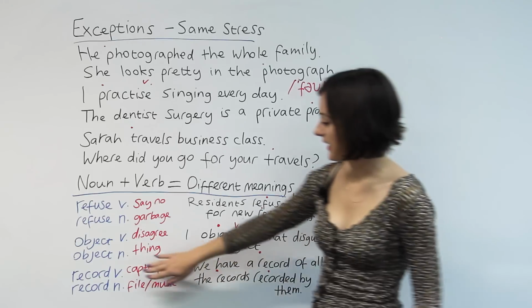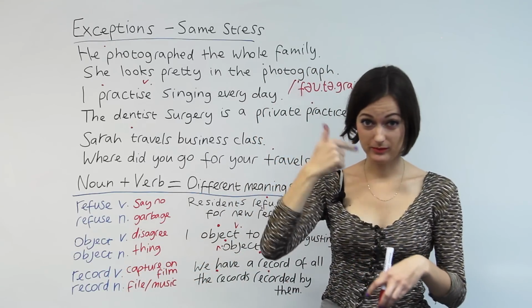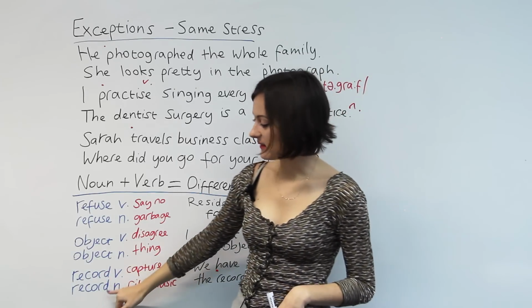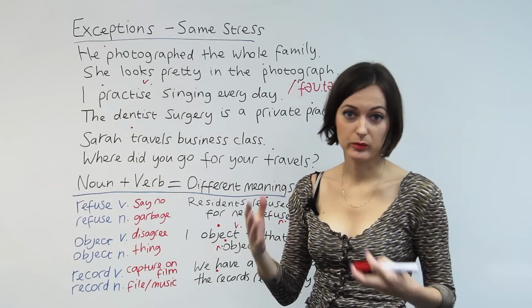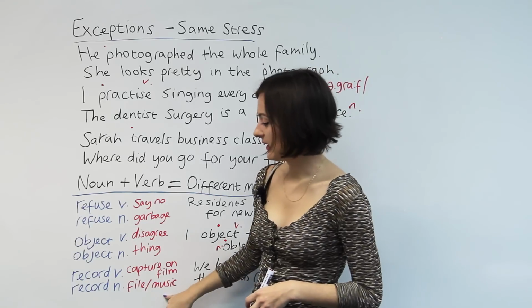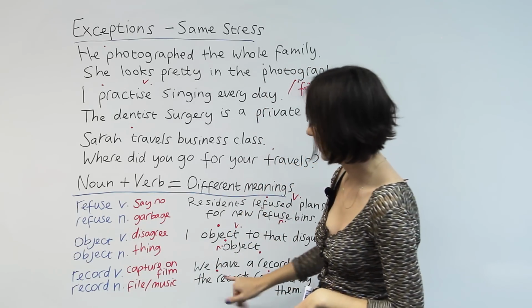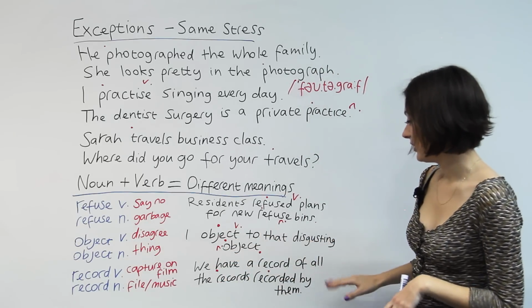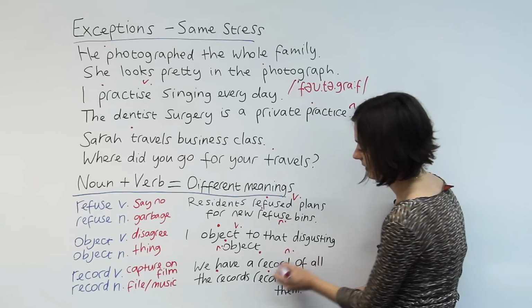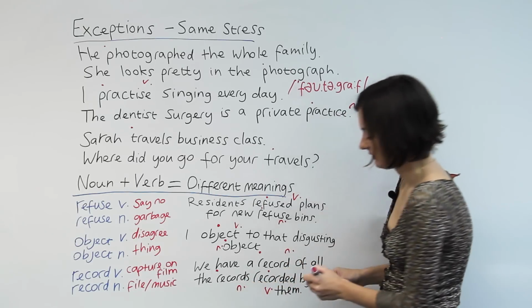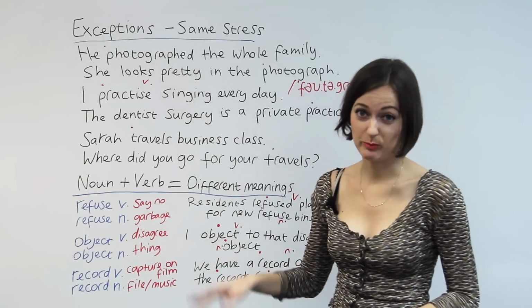And let's look at record, which is a verb to capture on film, like now, I'm being recorded. And it has two other meanings. It can be a file, an official file somewhere. You can have a record somewhere. Or it can be a different old-fashioned format of music, a round record. So here's a sentence. We have a record of all the records recorded by them. This one's a noun, this one's a noun, and that's the verb. So the stress is in different places there. I'll say that one again. We have a record of all the records recorded by them.